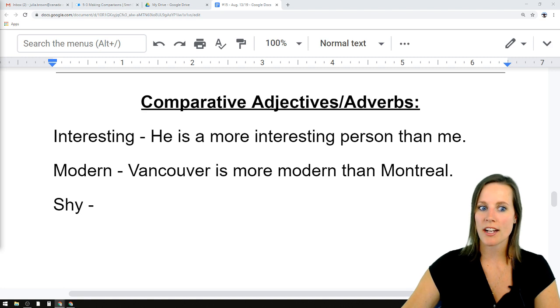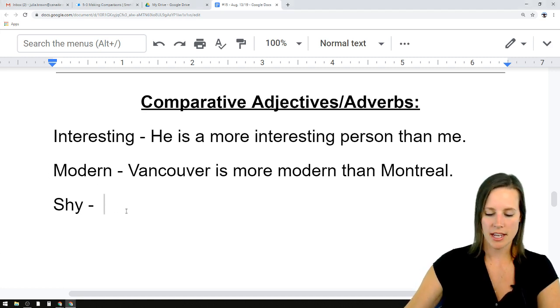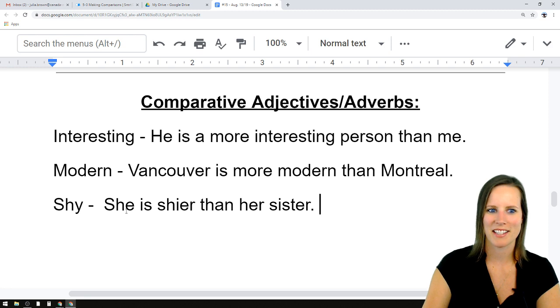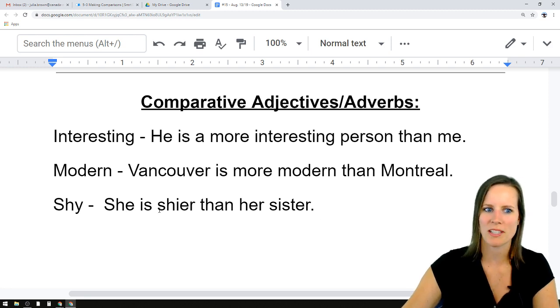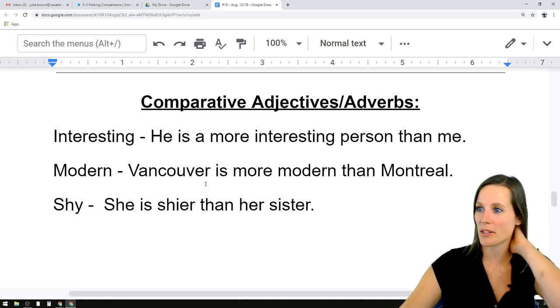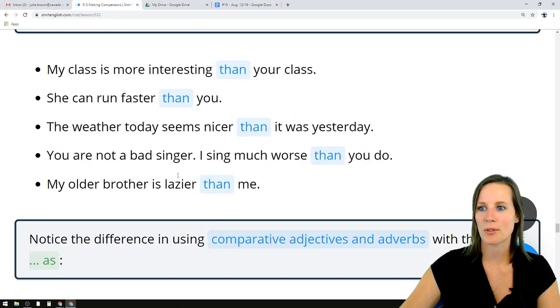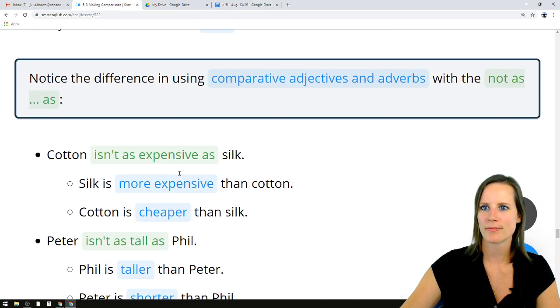Yes, she is shyer than her sister. Yes, good. She is shyer than her sister. Yeah. It looks a little bit strange, but yes, it is shyer. Okay, good. So we need to keep going. I'm sorry, there's not that many, but we do need to keep going because we have more to do here.